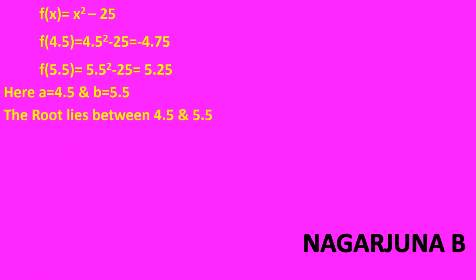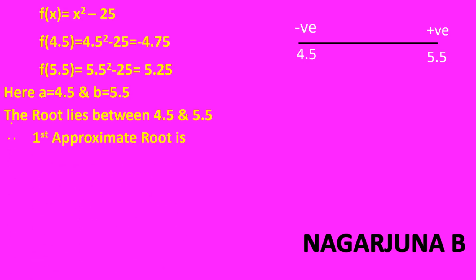Therefore the root lies between 4.5 and 5.5. Drawing a line, at one end 4.5 you have got a negative value, at the other end 5.5 you have got a positive value. Now you need to find the root lying between 4.5 and 5.5, the first approximate root. Therefore the first approximate root is given by the formula x is equal to a into f of b minus b into f of a divided by f of b minus f of a.